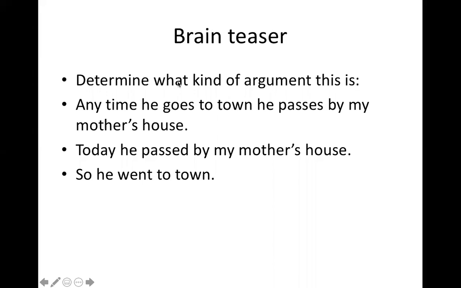Now, a little exercise. Determine which kind of argument this is. Anytime he goes to town, he passes by my mother's house. That's premise one. Today, he passed by my mother's house, so he went to town. What kind of argument is this? Is this a modus ponens, an argument that affirms the antecedent? Or is it a modus tollens, an argument that denies the consequent? Or is it a hypothetical syllogism? Or is it a disjunctive syllogism? Anyone with any ideas?